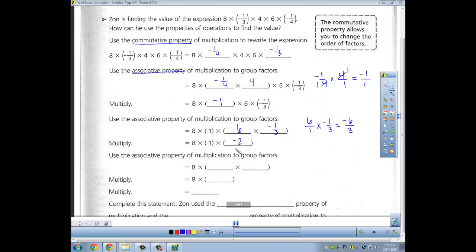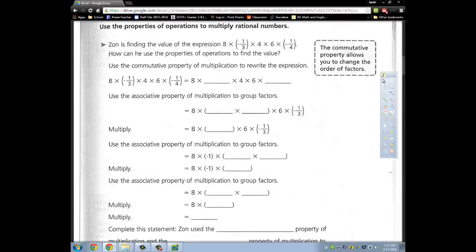So first I'm going to group my negative 1 and my negative 2 together just because that's going to help me figure out my sign of my answer. So negative 1 times negative 2, well, 1 times 2 is 2, and same sign, so it's positive. Then 8 times 2 is just 16. Okay, so I ran out of room, so I'm going to move down.